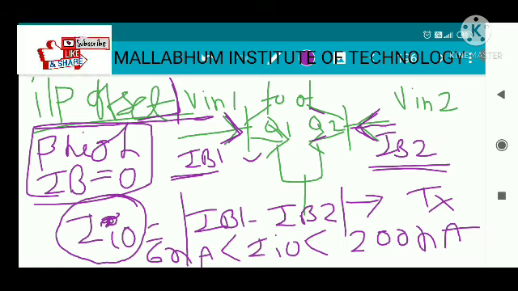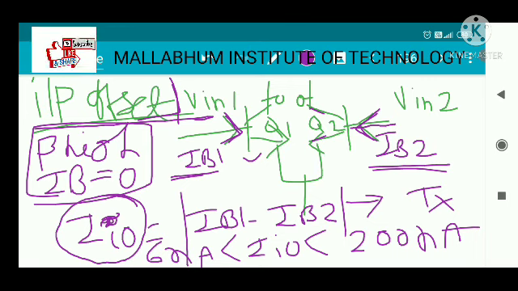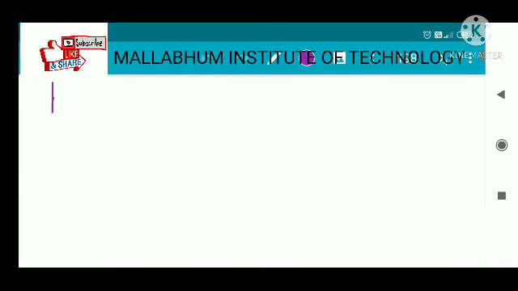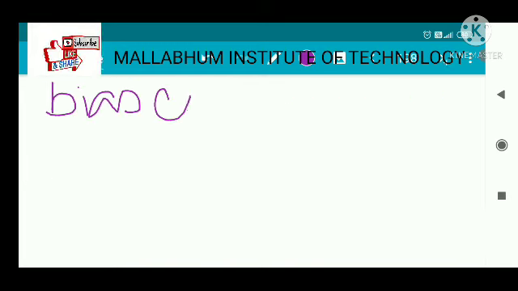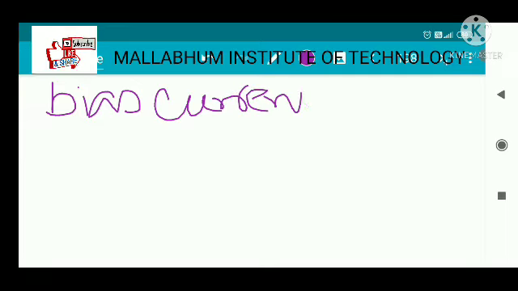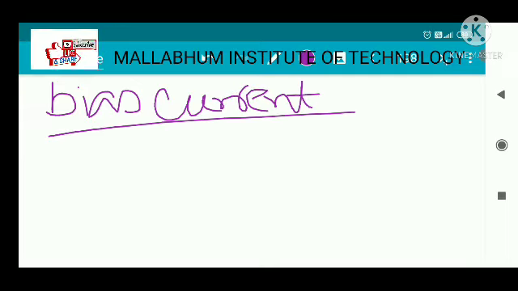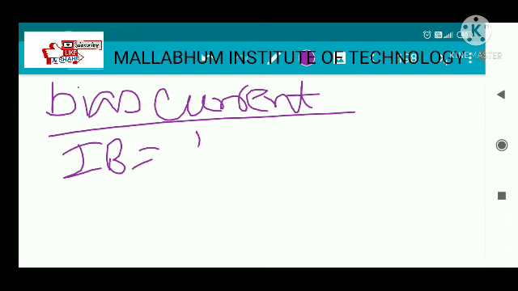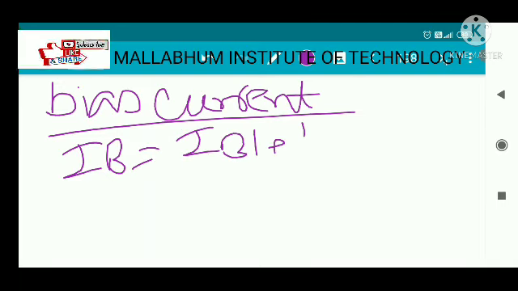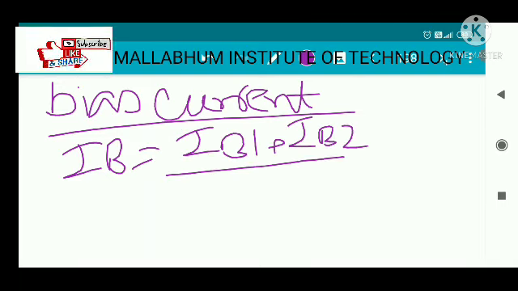Now what is the equation for the input offset current? The equation for the input offset current is just the difference between these two base currents, that means IB1 minus IB2. So this is the input offset current. Next is the input bias current. Input bias current is very easy. This is one of the specifications of the op-amp. Input bias current is nothing but the average of these two currents, that means IB1 plus IB2 divided by 2.